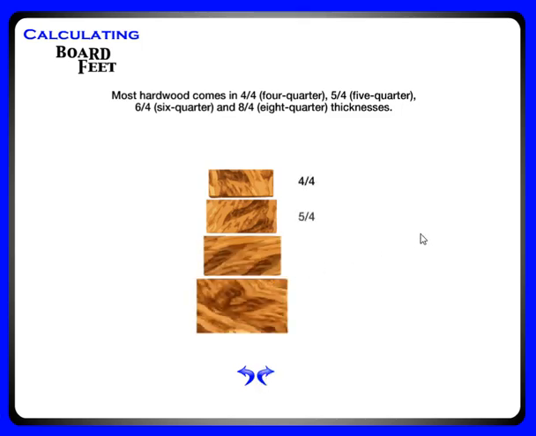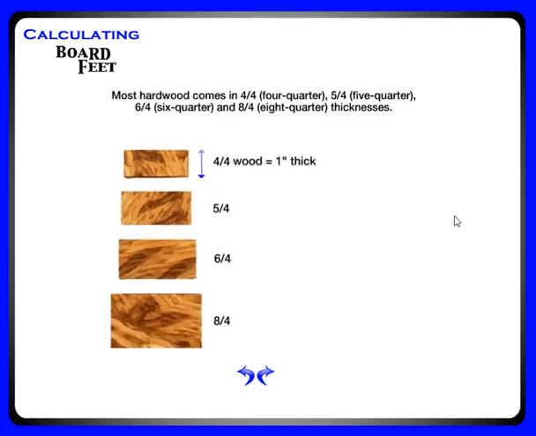Most hardwood comes in 4/4, 5/4, 6/4, or 8/4 thicknesses. 4/4 is 1 inch thick, 5/4, 1.25 inches thick, 6/4, 1.5 inches thick, and 8/4, 2 inches thick.